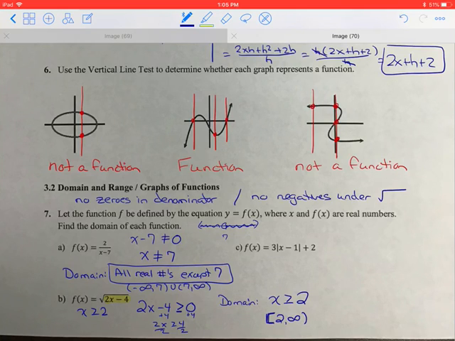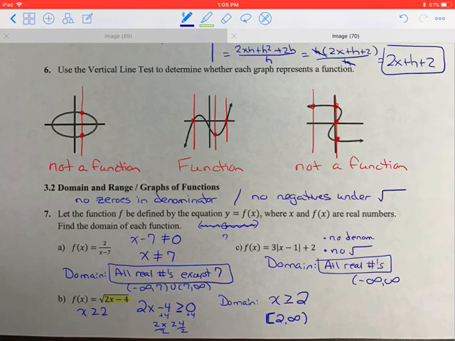All right, then when I look at C, I have no denominators. I have no square roots. So remember, those give me the values that I need to take out. So for C, I don't need to take anything out. So my domain will be all real numbers. And you can write it this way. In interval notation, that would be everything from negative infinity to positive infinity with parentheses.